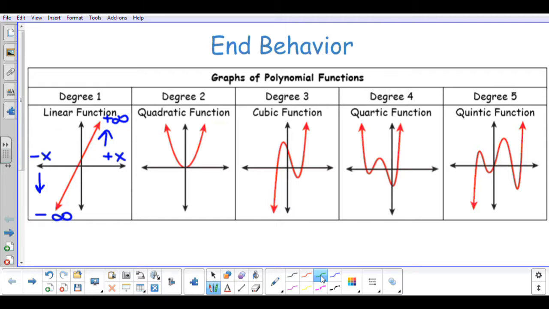For our degree of 2 for our quadratic functions, regardless if the x is negative or positive, both ends are pointing upward to the positive y's, so they both would be growing upward to positive infinity.